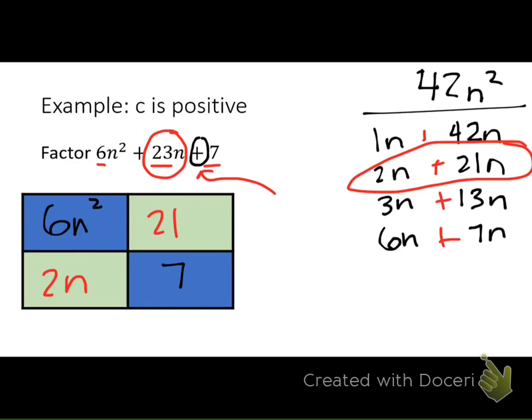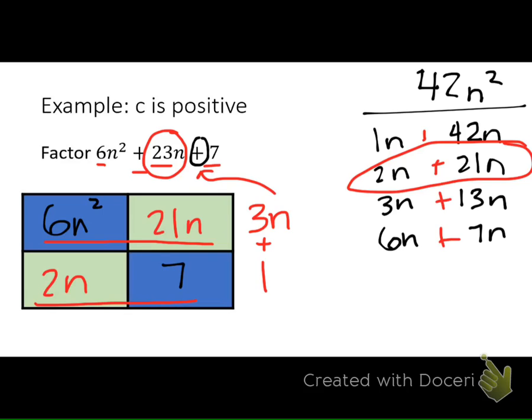Not 23, 21n. So now I'm going to go find my GCFs, just like we did yesterday. For my first row, 6n squared and 21n, this time I share a 3, which goes into both 6 and 21, and they also both have n's. In my second row, with my 2n and my 7, I don't have a number that they share or a variable n, so they're just 1. And because that's a positive 23, I'll have a plus.